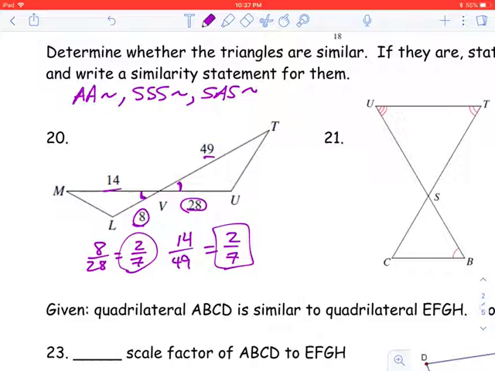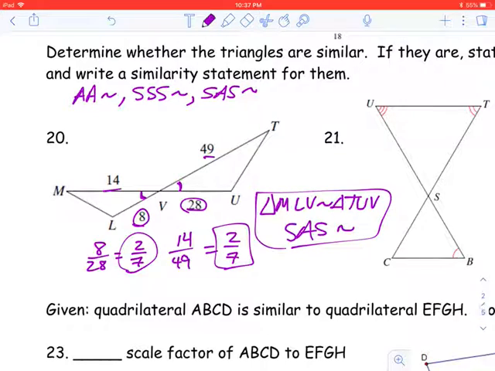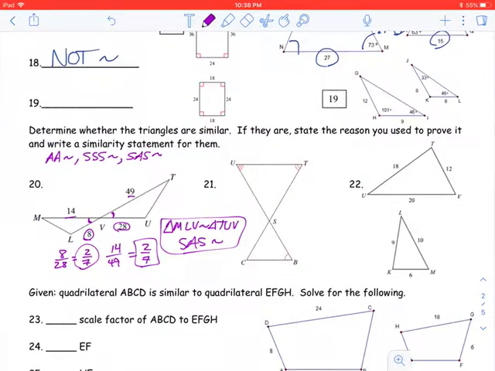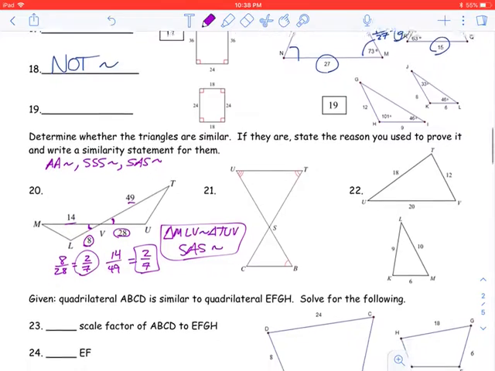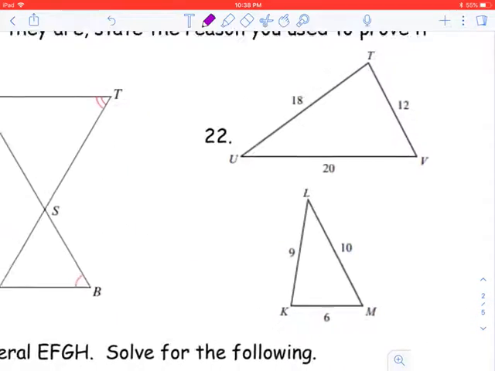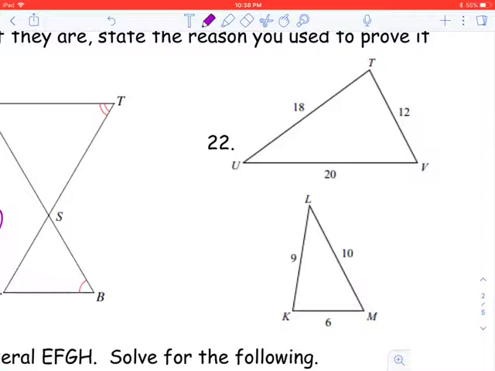Okay, so triangle MLV is similar to triangle TUV by side angle side similarity. Okay, so in the same way, I'm looking at 22. There's no angles here, so I'm looking for side, side, side here. So I'm going to take the smallest one with the smallest one.